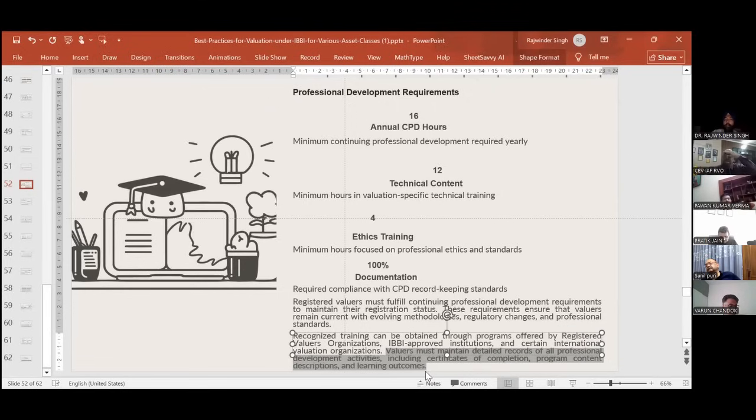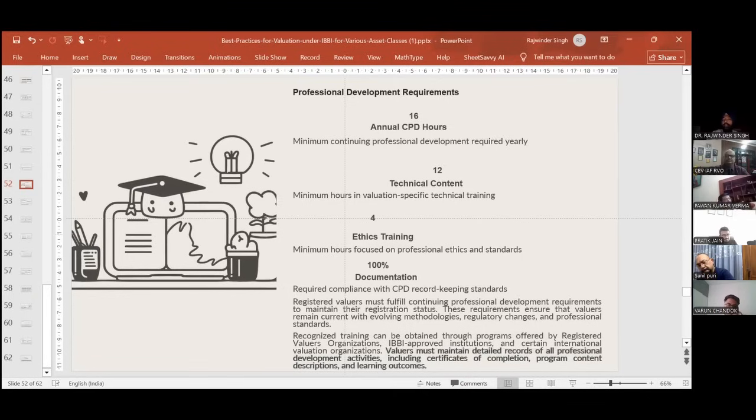So you have to keep a 100% record of all the professional development activities you have undertaken, including the certificates of completion, the programs you have attended, program content descriptions, and the learning outcomes. You must maintain all the records with you.